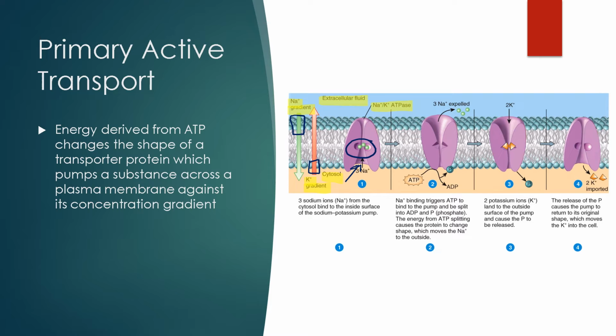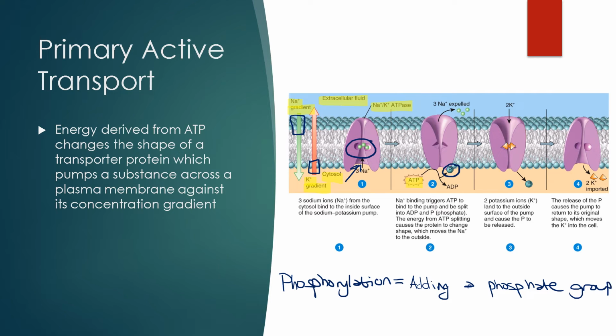And this is where we have ATP come in. So this is where we have the hydrolysis of ATP. It results in the phosphorylation of the transport protein. Phosphorylation, sorry about the writing there. Phosphorylation is going to be adding a phosphate group. So this little green P is representative of a phosphate group here.